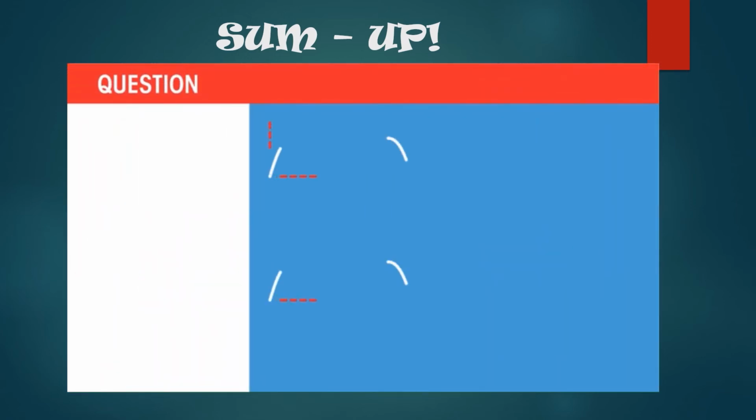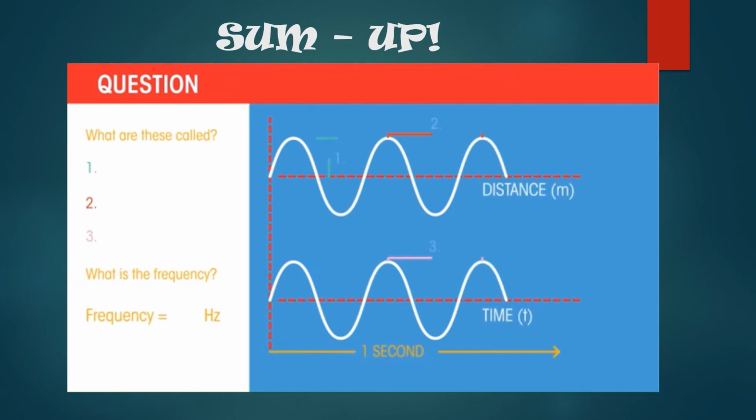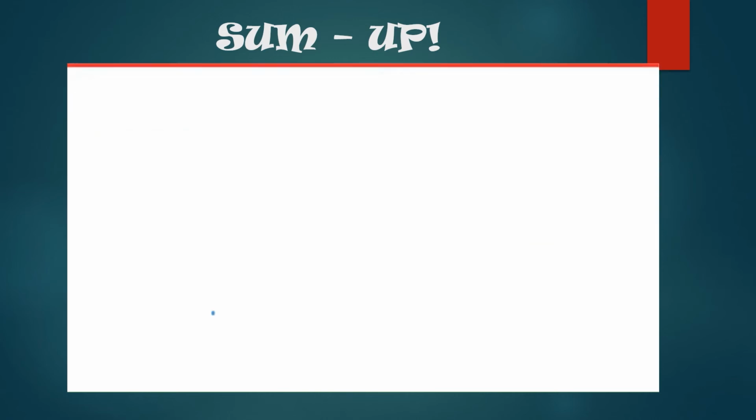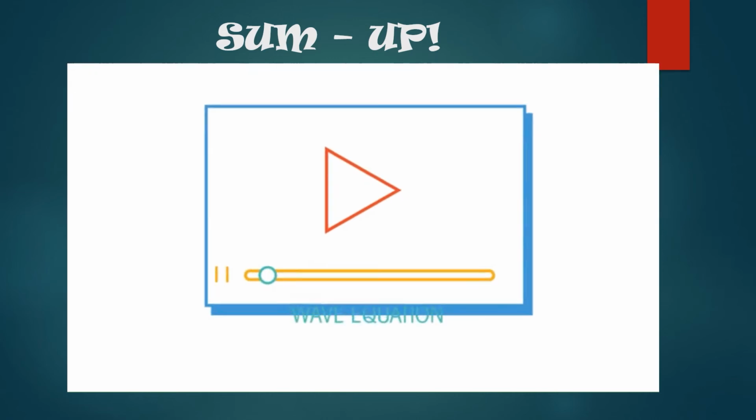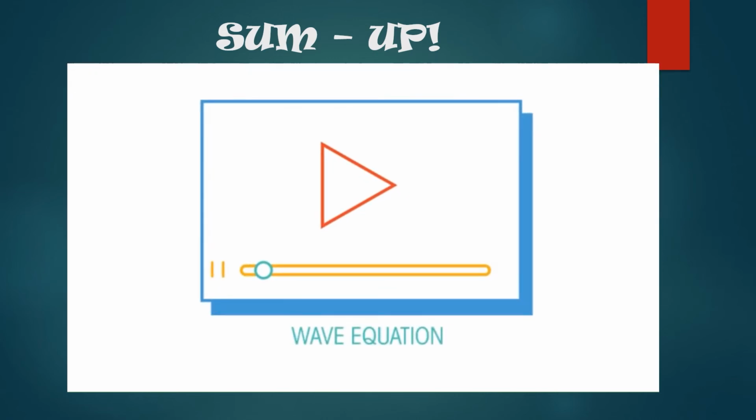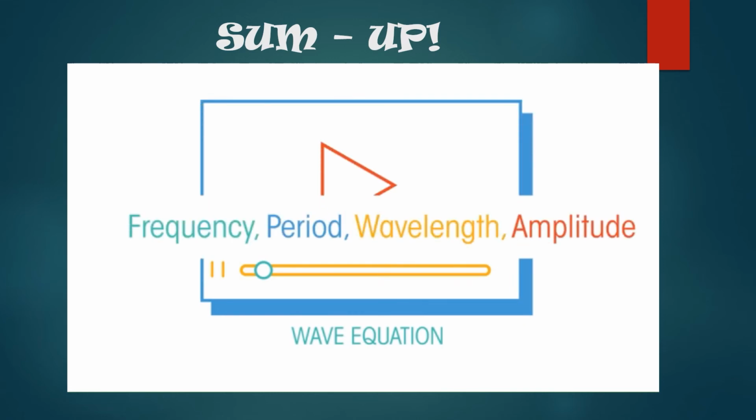Can you add the labels to these waves and work out the frequency? Notice that the top one is distance and the bottom one is time. Pause the video, work it out, and click play when you're ready. Did you get them right? In another video, we'll be looking at the wave speed equation and connecting wavelengths and frequencies. For now, you just need to know what these four key words are.